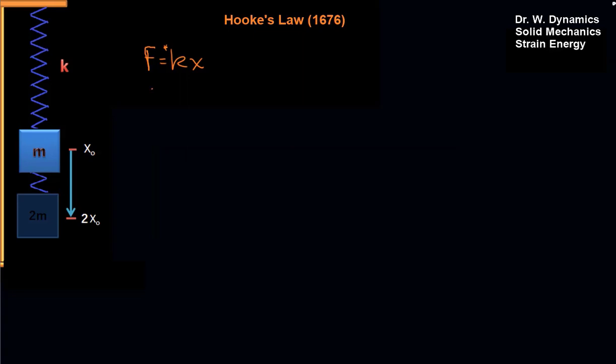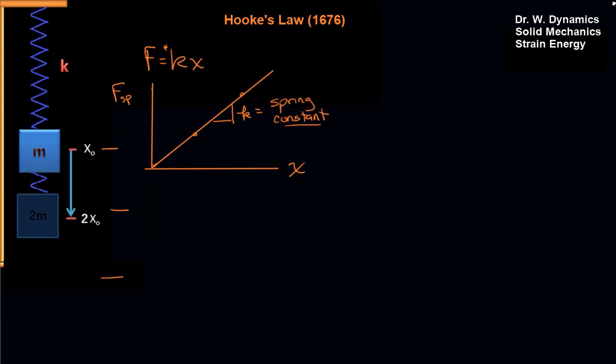And you might recall your very first lab, we made a plot of x versus force in the spring, and we loaded it up with different weights, and we generated a plot to prove the linear nature of Hooke's law, and the slope k was our spring constant. And it came out with units of newtons per meter or pounds per inch.